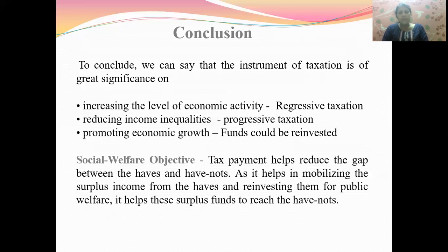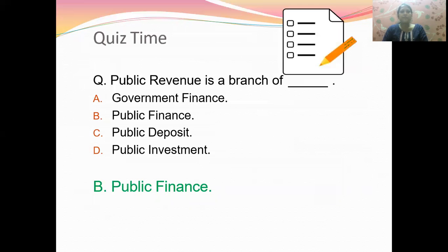There is another objective, the social welfare objective. Tax payment helps reduce the gap between the haves and have-nots. As it helps in mobilizing the surplus income from the haves and reinvesting it for public welfare, it helps these surplus funds reach the have-nots.